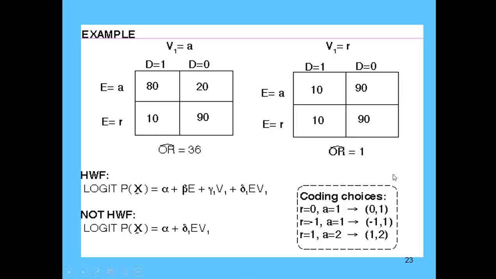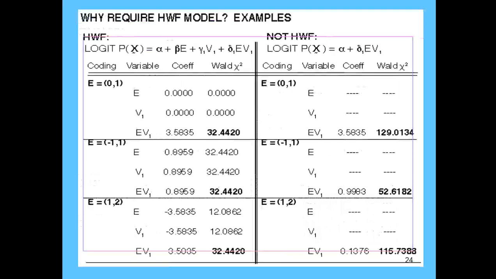Big deal, okay? And so what? Suppose I have different ways I could code any of these variables. I could code 0, 1, minus 1, 1, 1, 2 for either E or V. What would happen if I changed that? Well, look at the results here. I've got these 2 models. Now, this may bother you, trying to see all this on a screen. How do you make any sense out of it? But let's just look at it here. Here's the model that's hierarchically well formulated. Here's the model that's not hierarchically well formulated.